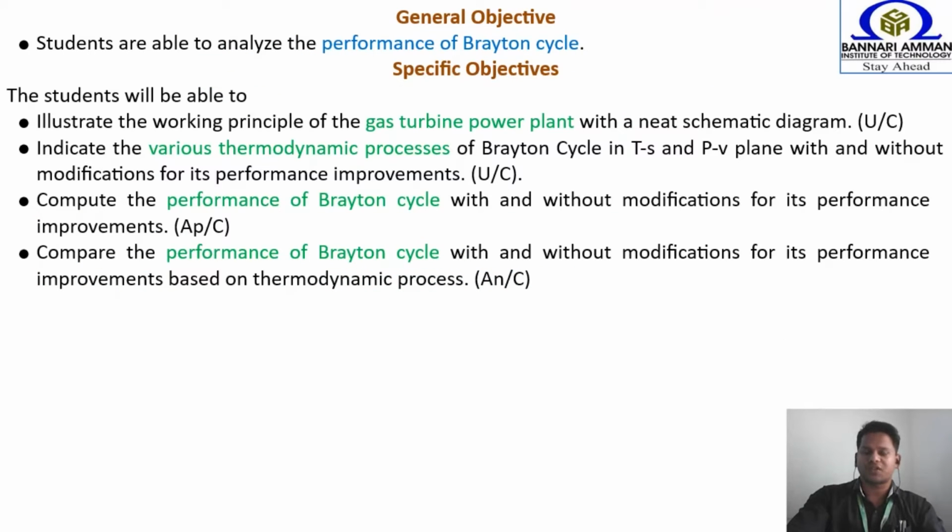We have 4 specific objectives of this course. First objective is, after watching this video, students will be able to illustrate the working principle of the Brayton cycle with a neat schematic diagram. Students will be able to indicate the various thermodynamic processes involved in this Brayton cycle with and without modifications for its performance enhancement. And students will be able to compute the performance of Brayton cycles with and without modifications for its performance enhancement. And the last specific objective is, after watching this video lecture, students will be able to compare the performance of Brayton cycles with and without modifications for its performance enhancement.